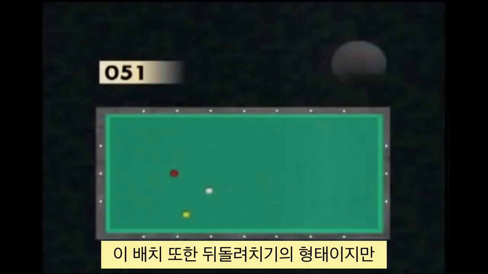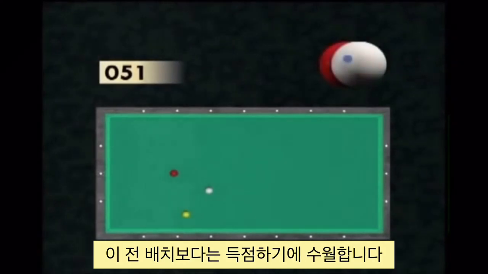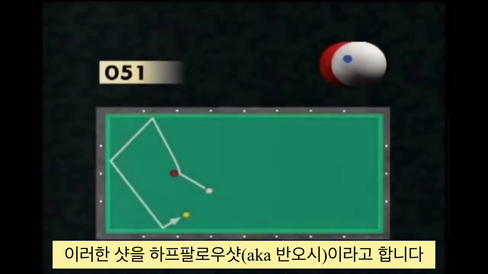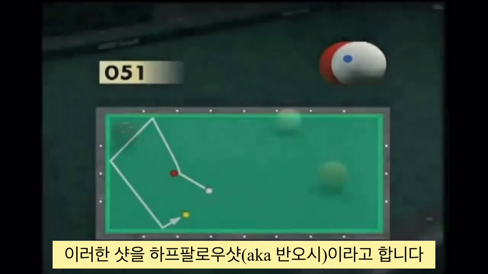Although the player must use the red ball as a support again, the movement is easier than in the preceding shot because it is played above the center of the cue ball with natural English. Here we are close to what is called a half-follow shot.